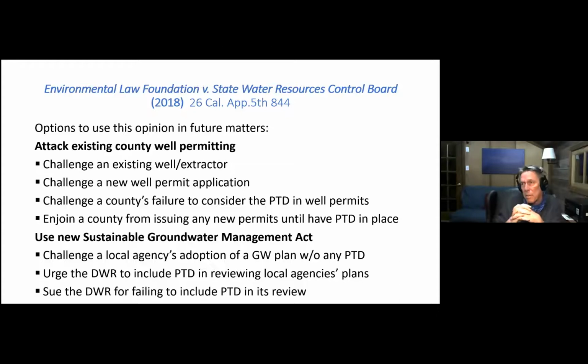The plans started getting submitted in 2020. Things got a little slow with COVID, but many of them are now at the Department of Water Resources. One option would be to preemptively go in and challenge the local agency's adoption of its groundwater plan because it didn't consider the public trust. And I can assure you, none of them considered the public trust.